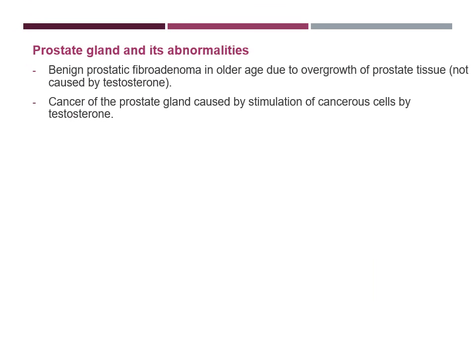Some of the prostate gland abnormalities are the benign prostatic fibroadenoma, which occurs in older ages due to over proliferation and growth of prostate tissue. And this condition is actually not caused by testosterone, it's independent of testosterone. However, cancer of the prostate gland is caused by stimulation by testosterone of the cancerous cells.